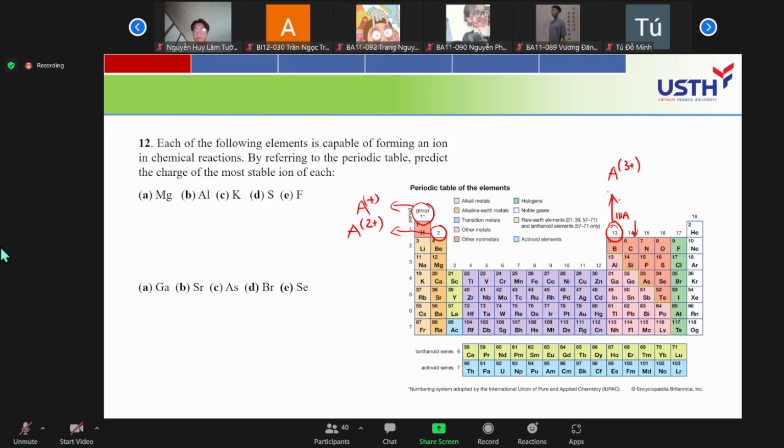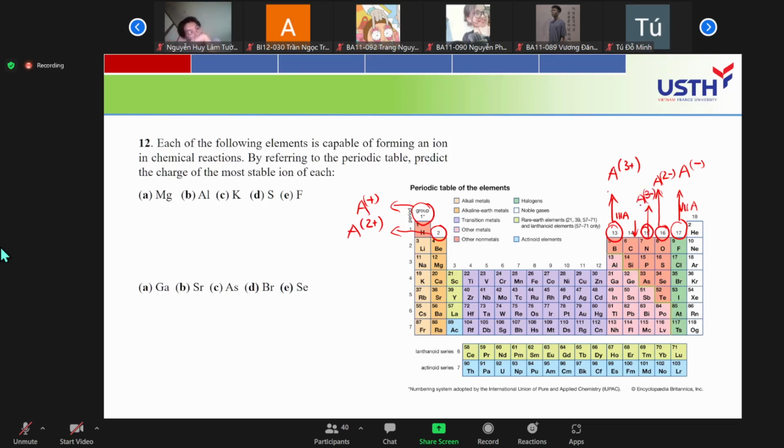Okay, on the reverse side, if you have group 7A, this group prefers to form ions of 1-. Group 6A will form 2-. Group 5A will form 3-.